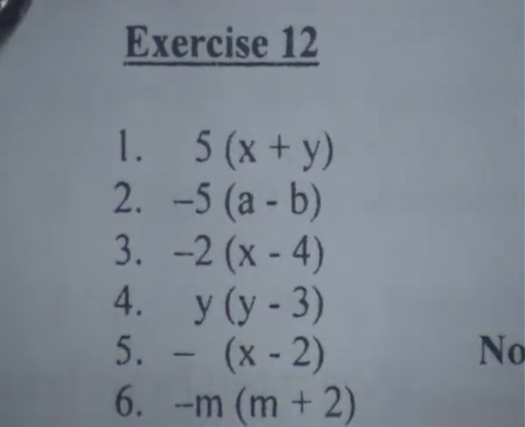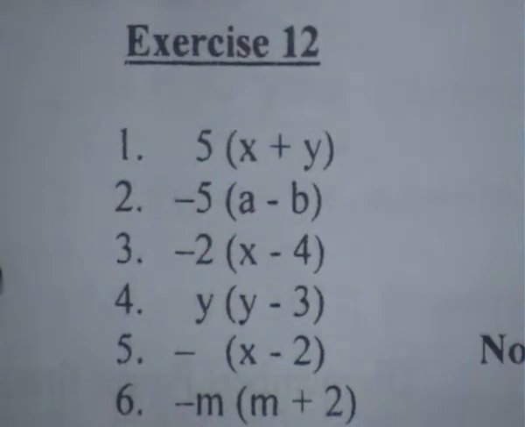Okay, exercise 12. Remove the brackets in the following examples. Number 1, 5 open bracket x plus y close bracket. Number 2, minus 5 open bracket a minus b close bracket. Number 3, minus 2 open bracket x minus 4 close bracket. Number 4, y open bracket y minus 3 close bracket.